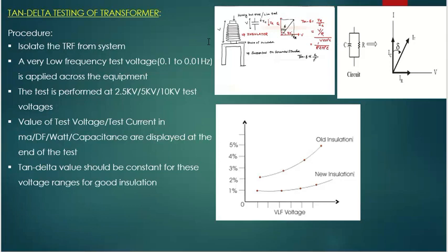The values of the tan delta results are noted down in a register, and these tests are performed after 2 to 3 years, and the results are tallied with the past results. For a new insulation or good insulation, the value of tan delta will remain approximately constant with the increase of the supply voltage or test voltage. But for a bad insulation or old insulation, the tan delta value increases with the application of the system voltage.